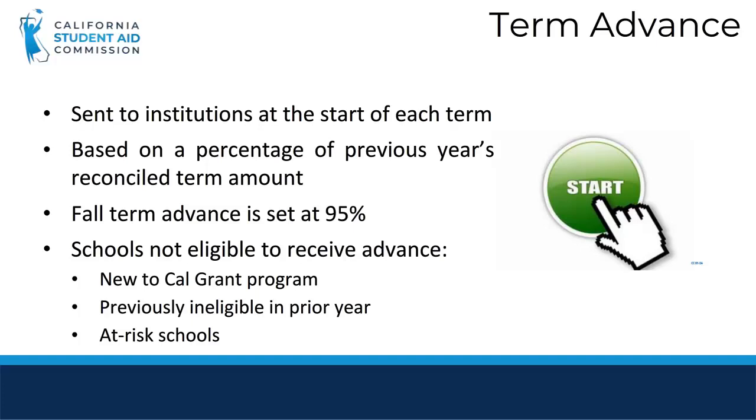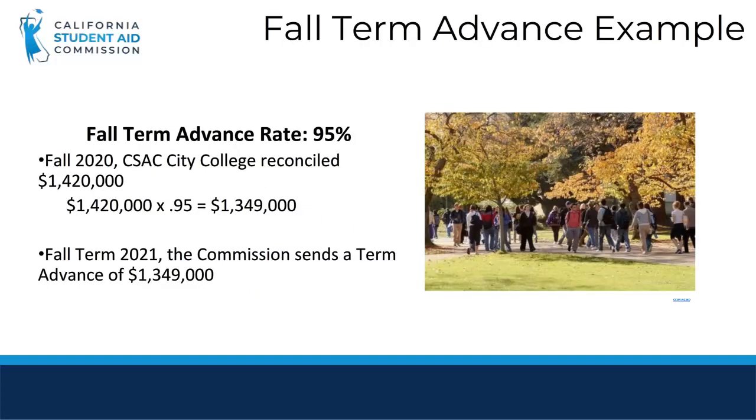However, not all schools receive a term advance. There are various reasons why a school may not receive a term advance. If a school is new to Cal Grant or was ineligible in the prior year, they will not receive an advance because they have no prior year reconciled amount. If a school is considered at risk due to audit findings, a change in structure, or some other reason, term advances can be suspended. Here is an example of a 95% term advance.